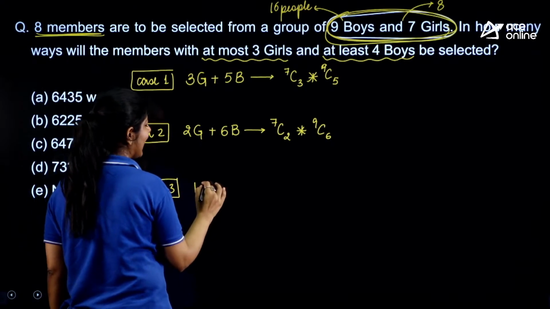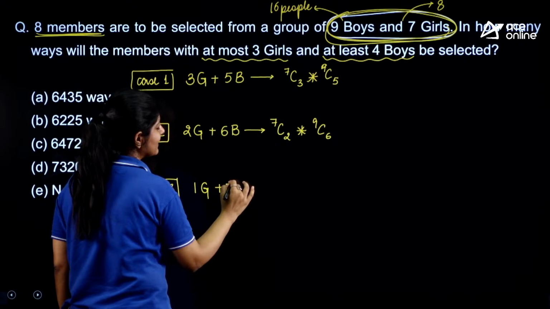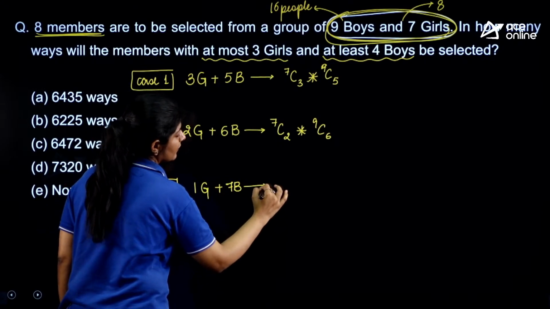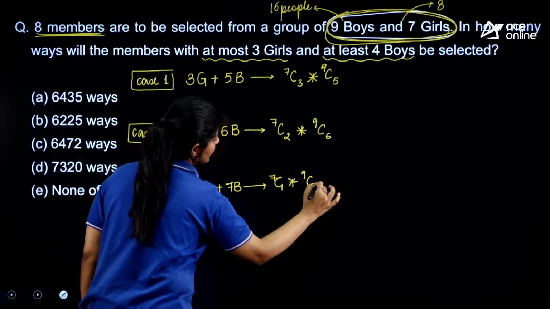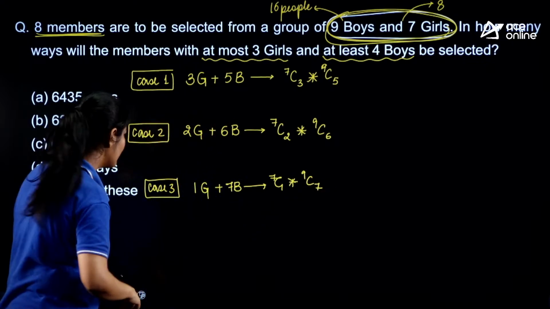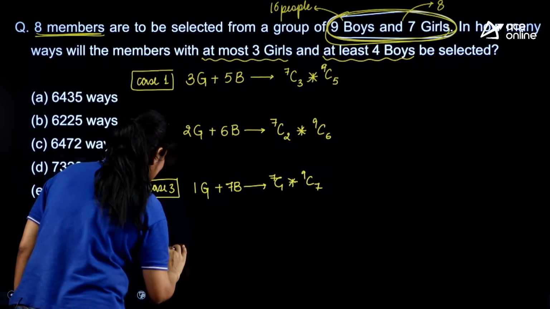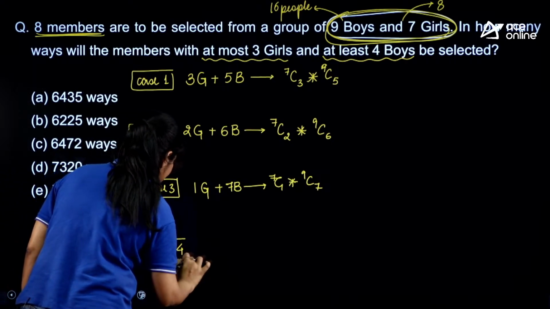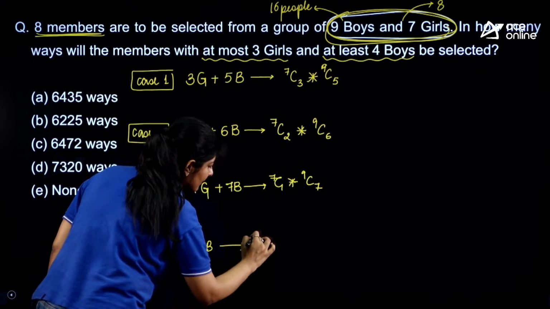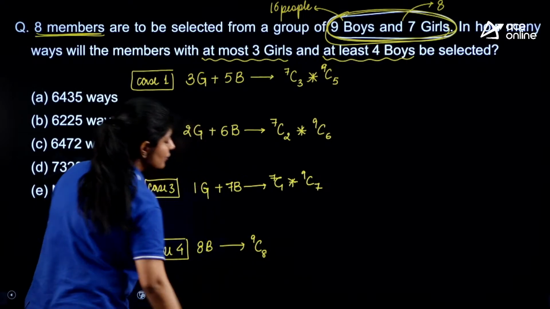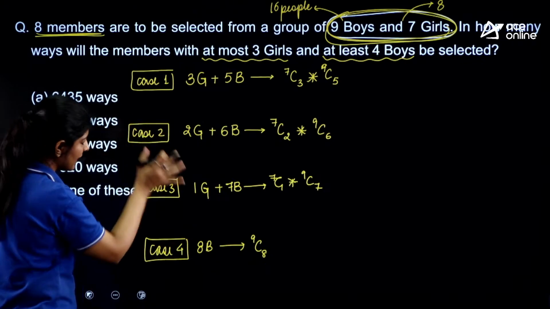Case number 3. There are chances that I only select 1 girl and 7 boys: 7C1 multiplied by 9C7. Case number 4. What if I do not select any girl? That means a total of 8 boys. These boys can be selected in 9C8 ways. So these are the total ways that we are having.